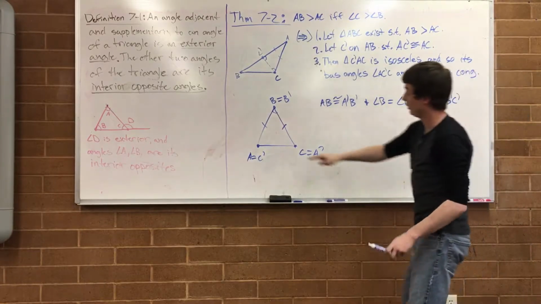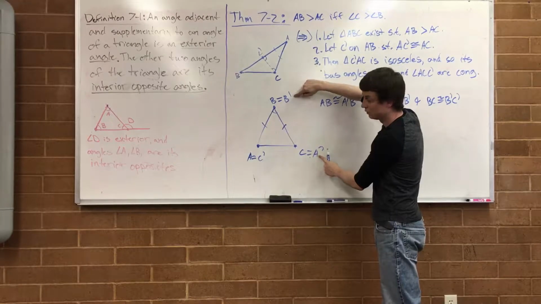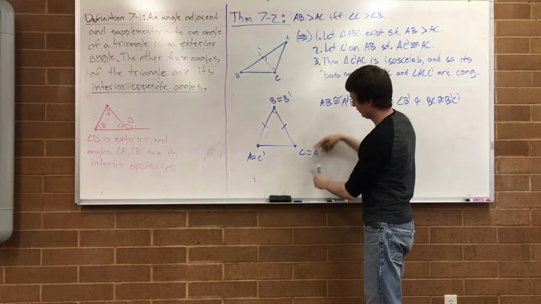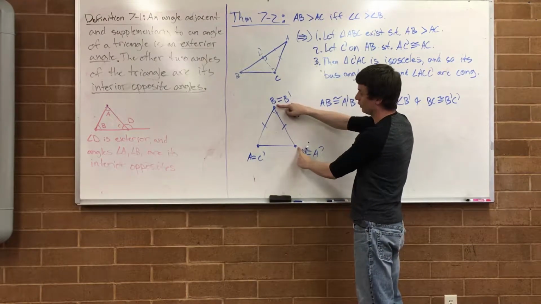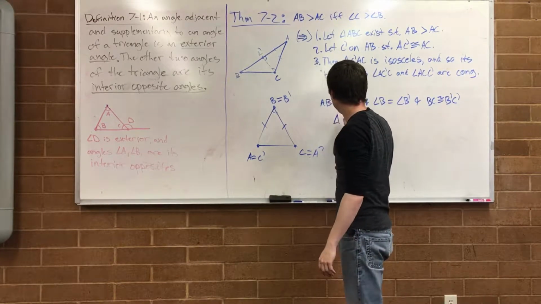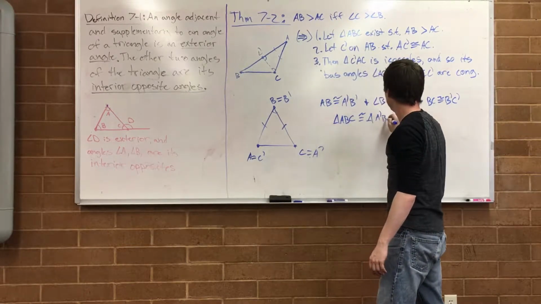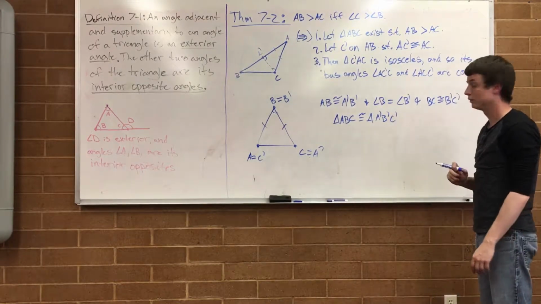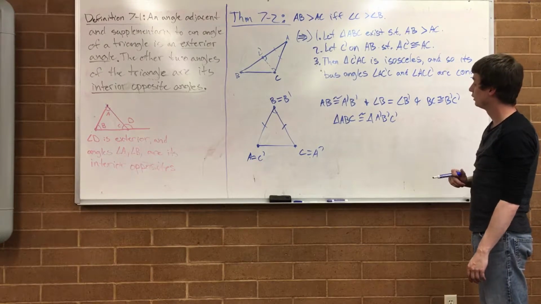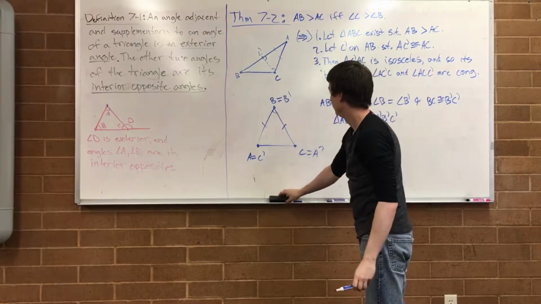Okay, there we go. So AB is congruent to A prime, B prime. Angle B is congruent to angle B prime. And BC is congruent to B prime, C prime. So triangle ABC is congruent to triangle C prime, B prime, A prime. Just trying to get the angles to connect.